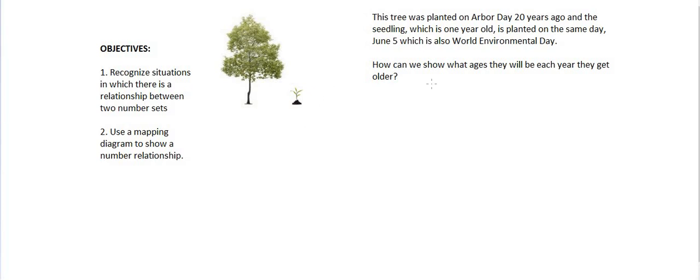All right, so we are asked the question, how can we show what ages they will be each year they get older? Now, like we said before, there are many ways to represent a relation, right? And it's basically asking us to show the relationship between the age of the tree and the age of the seedling. So how can we represent that? Now, the easiest way to represent a relation is a table. We have more than one way to represent a relation, but in my opinion, a table is the easiest way. So let's go ahead and make a table.